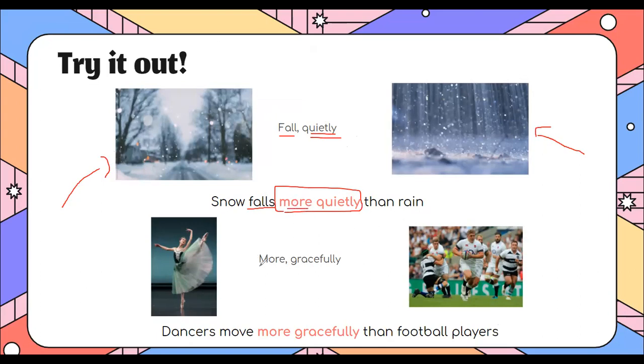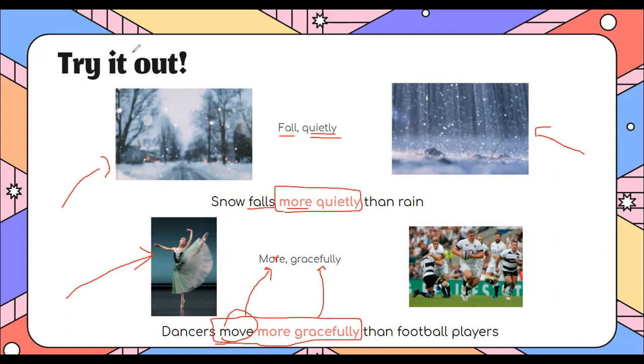We have here again the verb here is move. This is our verb. No, I made a mistake, it's move. And then we have the adverb gracefully, con mucha gracia. So ballet dancers, they move more gracefully than football players. What we're saying is that we are describing how they move, and then we compare it to how the rugby players they move.